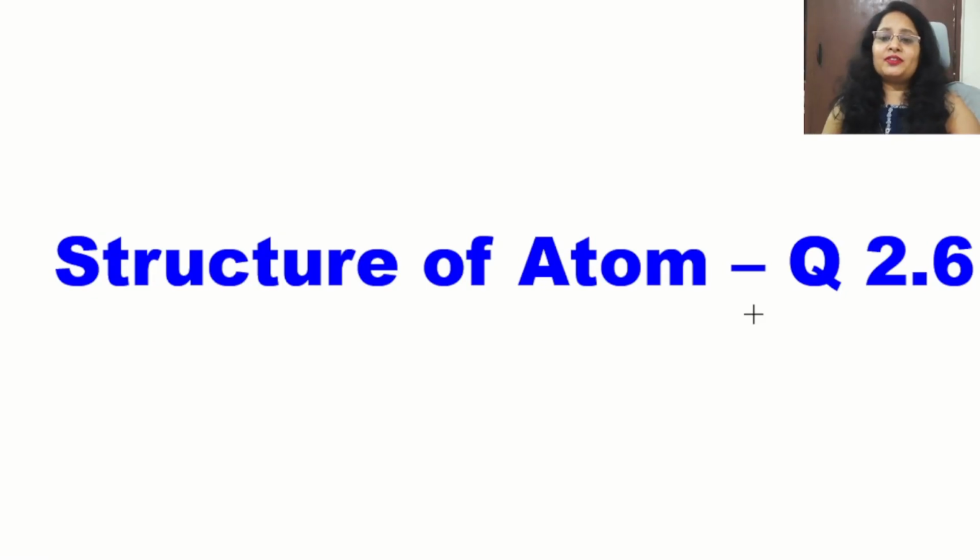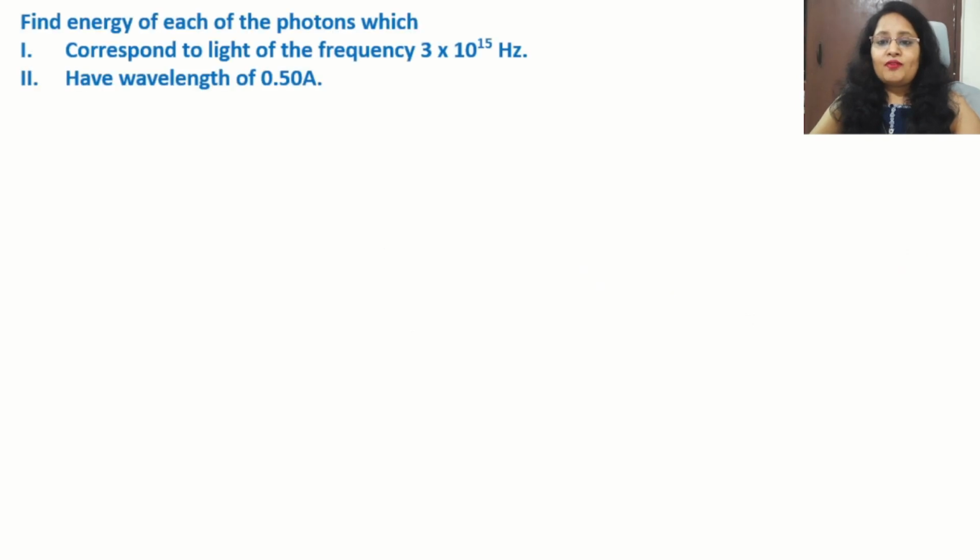So friends, today's video is question number 2.6 from the NCERT textbook class 11, and the chapter is Structure of Atom. So let's have a look at the question. Find the energy of each photon which, number 1, corresponds to light of frequency 3 into 10 to the power 15 Hertz, and the second part has a wavelength of 0.50 angstrom.